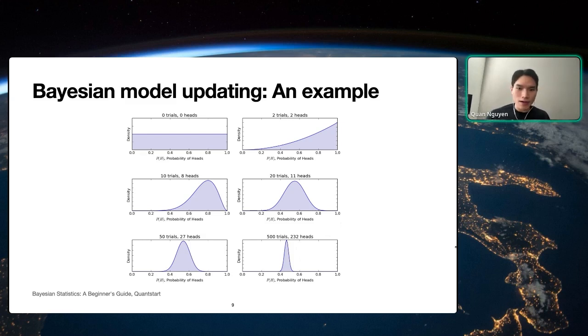This slide basically serves as an illustration of how you can use a probability distribution to describe what you believe in an unknown quantity of interest. In this case, it is the bias of the coin, representing the probability of getting a head.